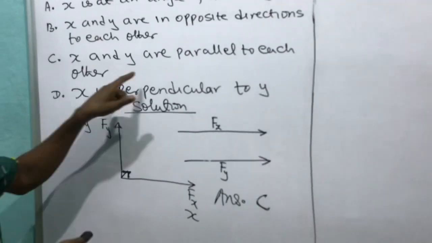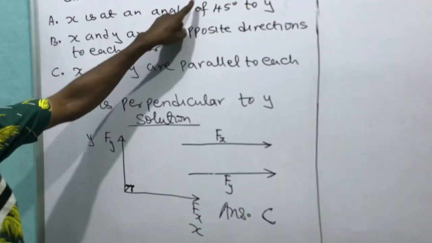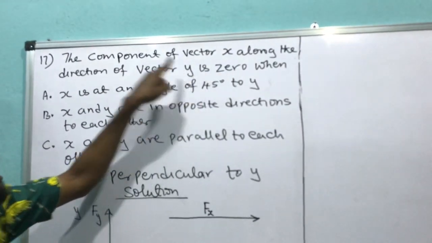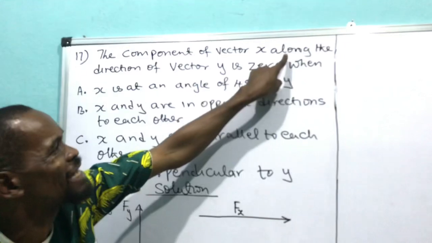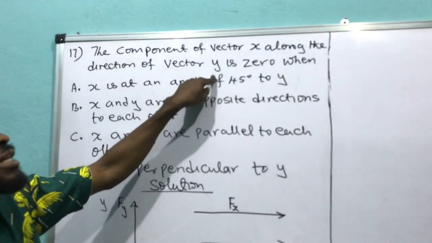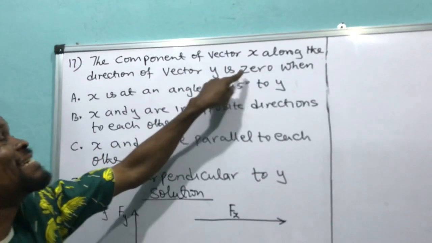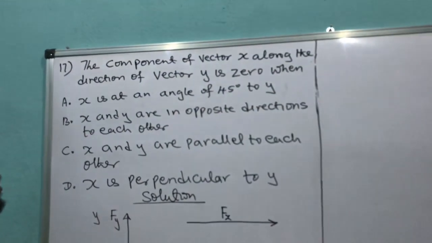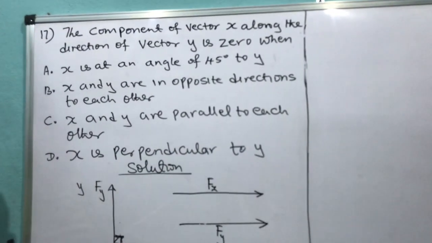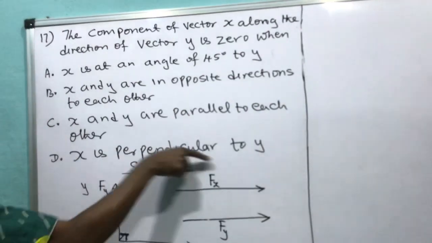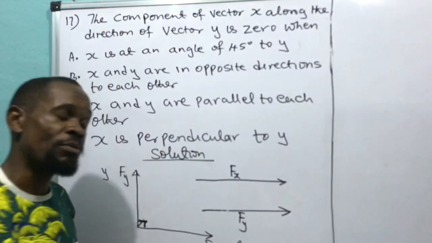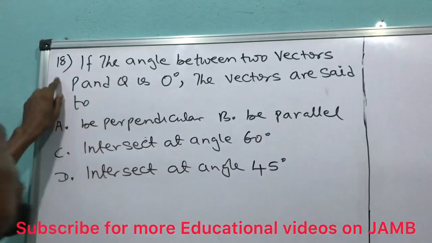Since X and Y are parallel to each other, that makes the vector have 0 component. I said the component of vector X along the direction of vector Y is 0 when X and Y are parallel to each other. Are you getting what I'm saying now? Not when X is perpendicular, it is Y that will be perpendicular to X. So that's it. Our option C is correct. That is question number 18.